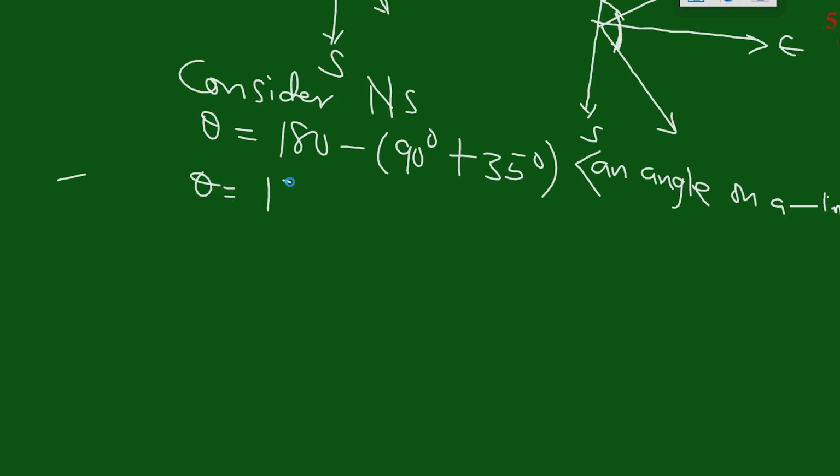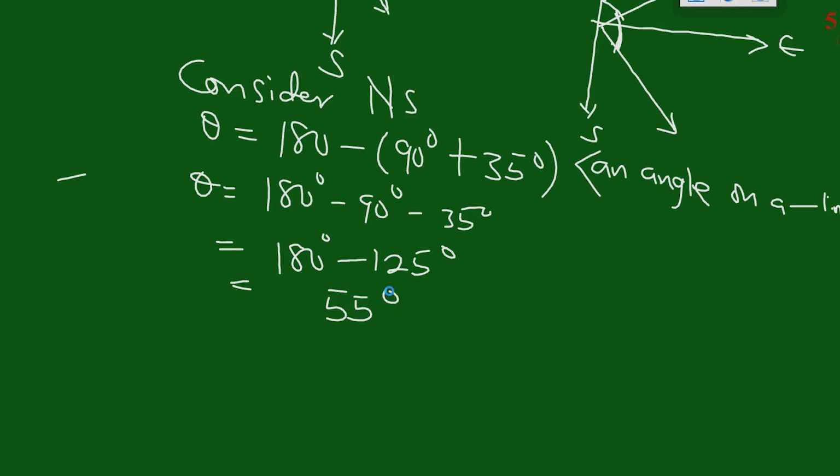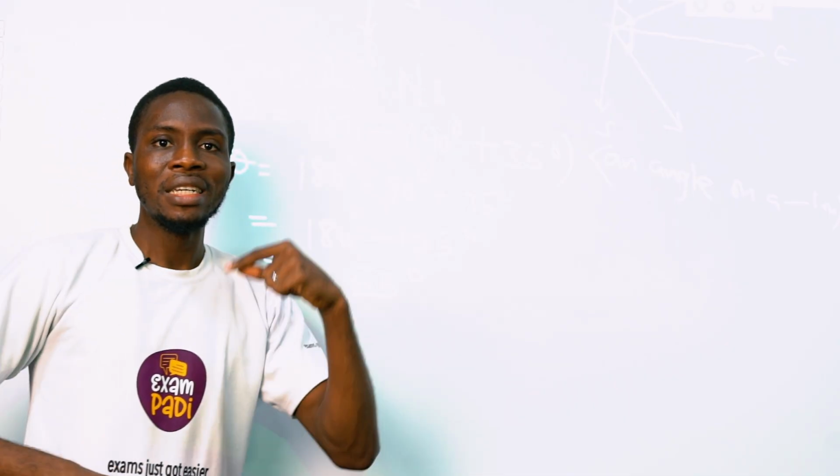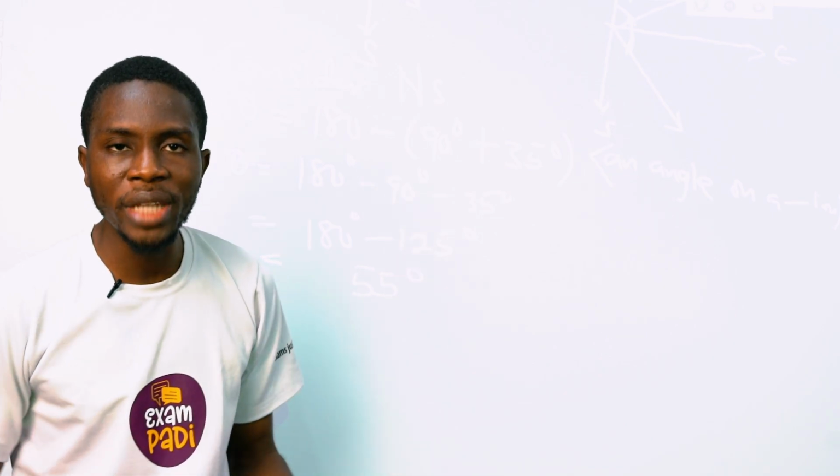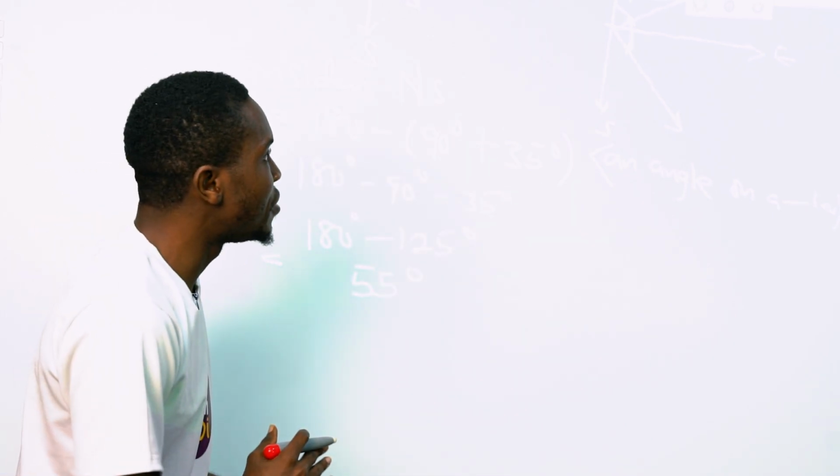So we have theta equals 180 degrees minus, multiplied by this, we have minus 90 degrees. This also we have minus 35 degrees. So this equals 180 degrees minus 90 degrees minus 35 degrees. That would give us minus 125 degrees. 180 degrees minus 125 degrees would give us 55 degrees. So we can say his new bearing or his new direction is 55 degrees.